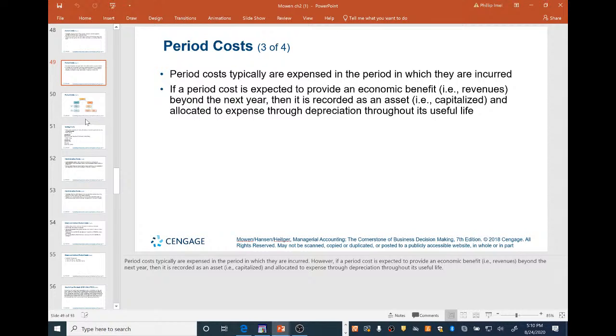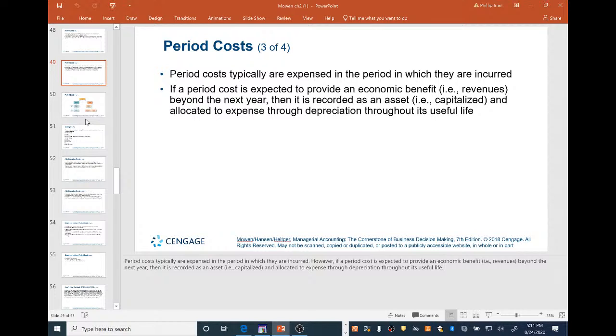So when I say capitalize that, that means we're going to carry it on the balance sheet as an asset. Capitalization means it's going to be on the balance sheet, right? When we capitalize something, we actually account for it on the balance sheet. It's recognized on the balance sheet, and then how do we match the expenses off something we capitalize in periods in the future? Through a systematic allocation of depreciation, right?